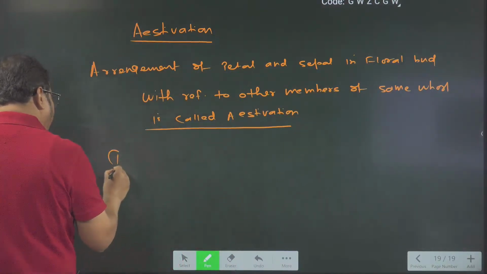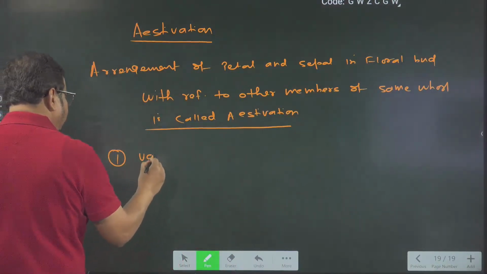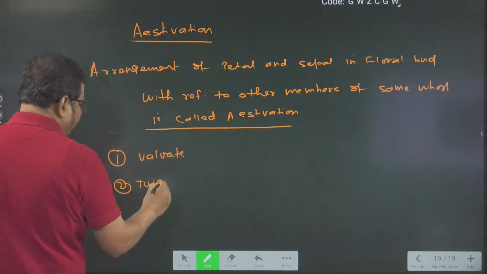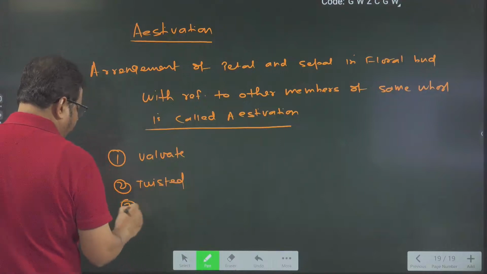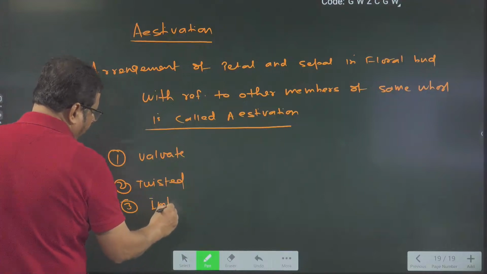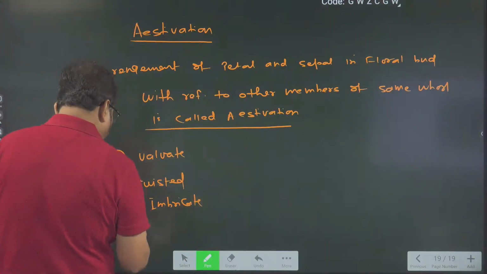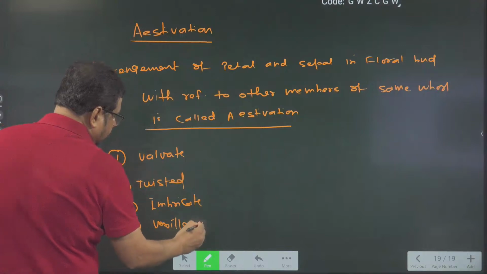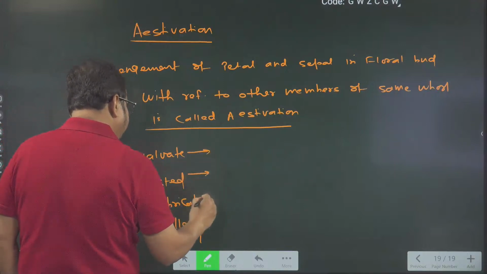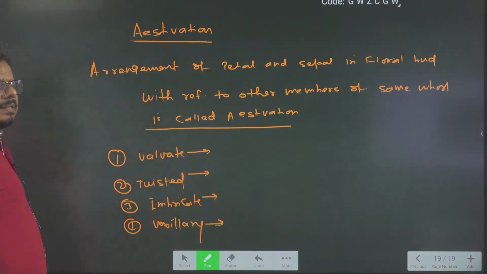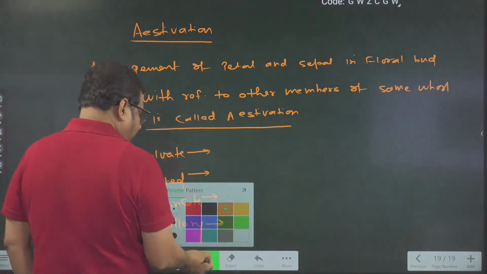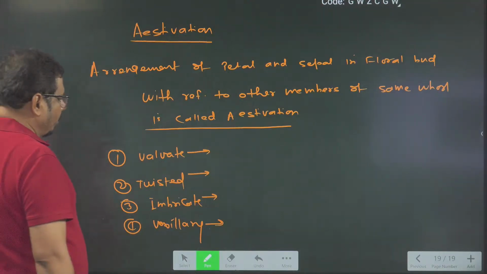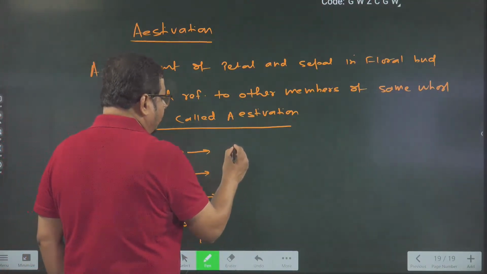So NCERT wrote 4 types of aestivation: valvate, second they wrote twisted, third they wrote imbricate, and fourth they wrote vexillary. 4 different types of arrangement written in your textbook. Now you are going with the example. First I am going to say the example, then with the help of diagram I will explain each and every one. So if we talk about valvate aestivation, what is the example?